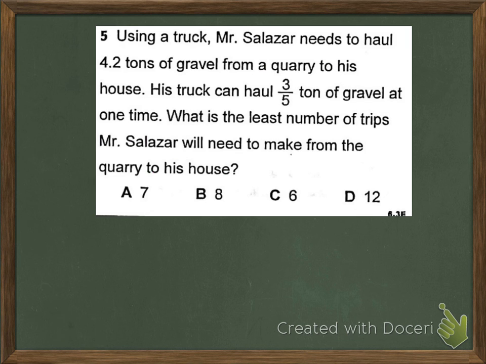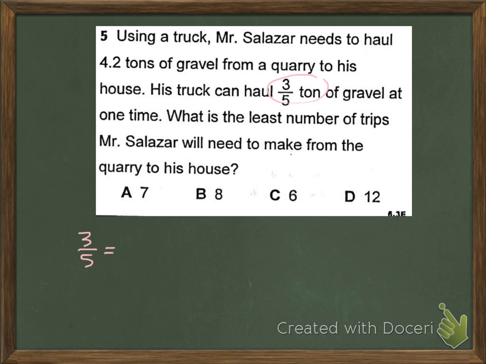Using a truck, Mr. Salazar needs to haul 4.2 tons of gravel from a quarry to his house. And then his truck can haul 3/5 a ton of gravel at one time. What is the least number of trips Mr. Salazar will make from his house to the quarry? Okay, so he can haul 3/5 ton of gravel at one time. And he needs to haul 4.2 tons. So let's go ahead and convert 3/5 to a decimal.